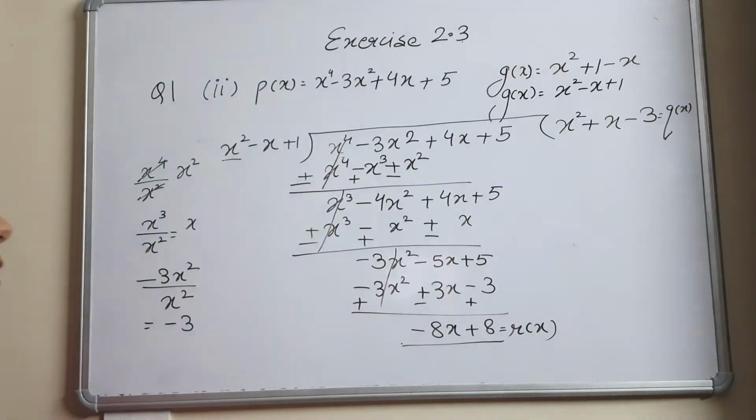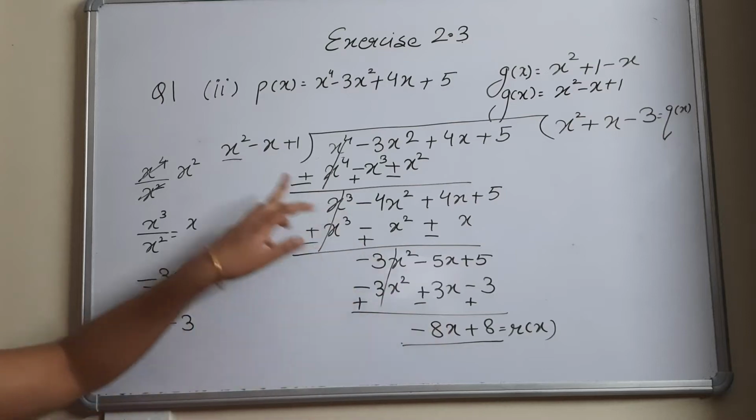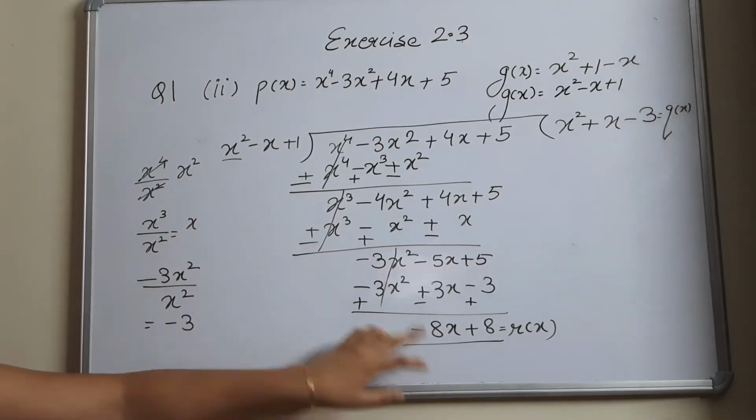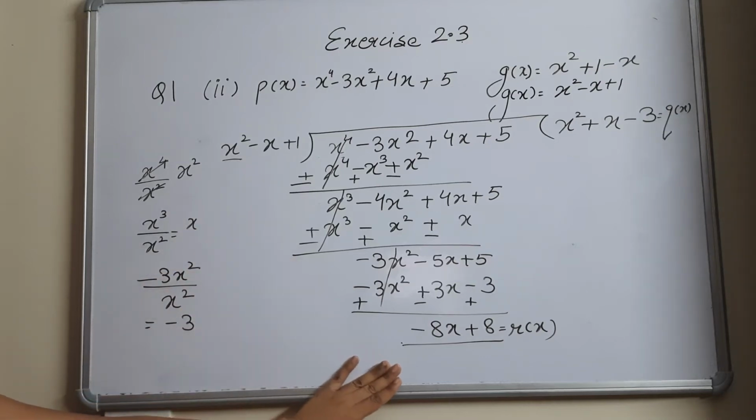Now here the degree of the remainder is 1 and the degree of g(x) is 2. So the degree here is smaller than this. So here we will stop the calculation. Write down in your notebooks.